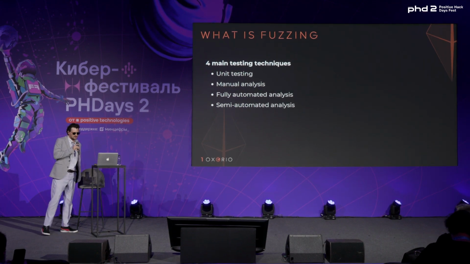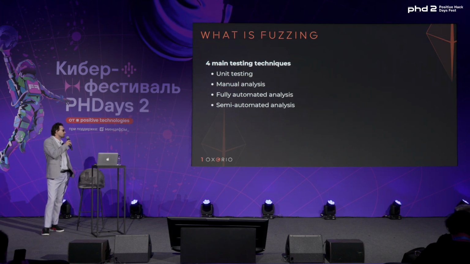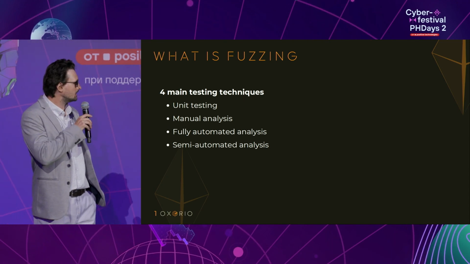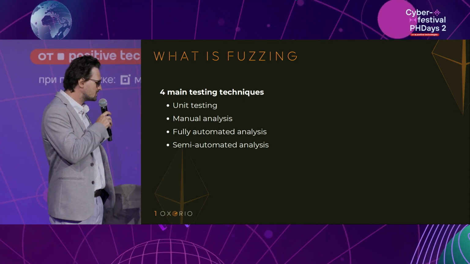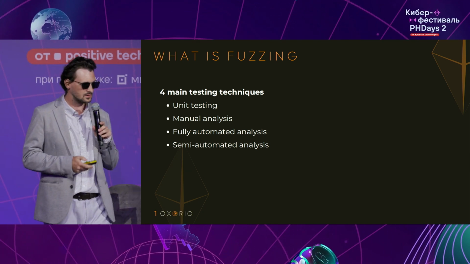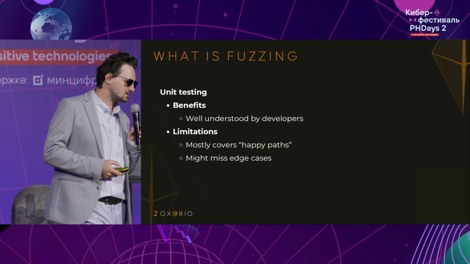As far as testing is concerned, there are four main testing techniques: unit testing, which is the standard thing that developers do; manual testing; fully automatic analysis; and semi-automated analysis. Let us take a look at where fuzzing belongs here.